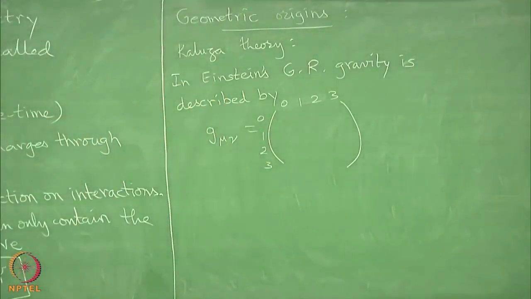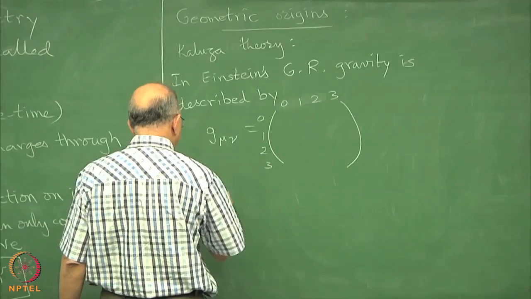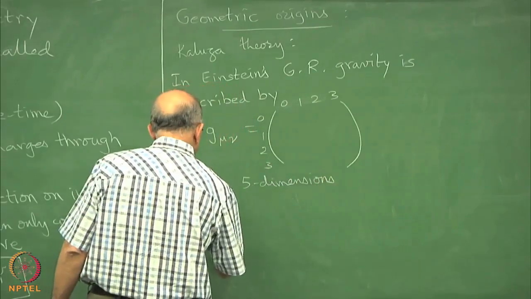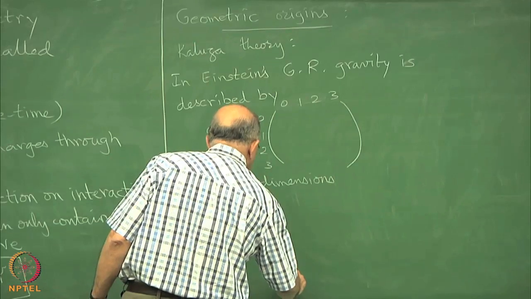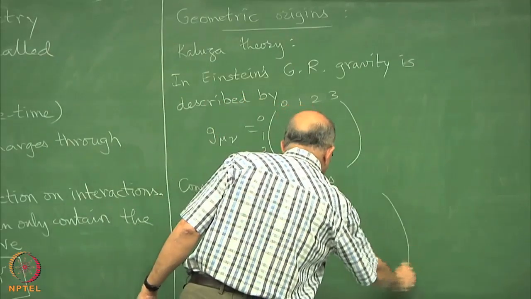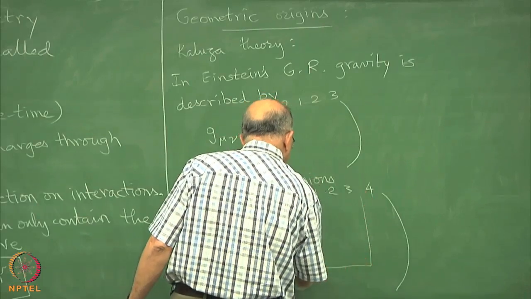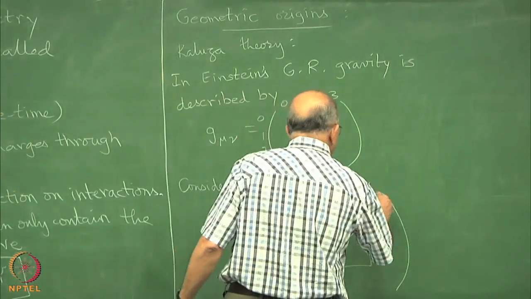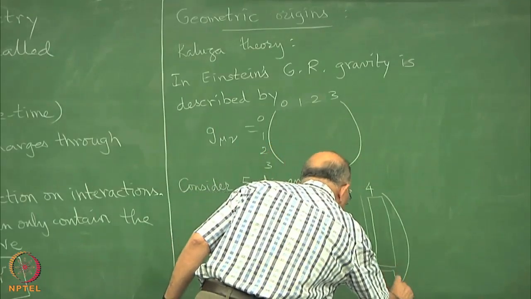Now, Kaluza proposed that suppose you use 5 dimensions. So suppose we write G A B with indices 0, 1, 2, 3 and 5, or if you want we will leave it 4. And suppose that this part of the matrix is the usual G mu nu. Then you will be left with the components here, which because it is symmetric are the same, and an extra component here.